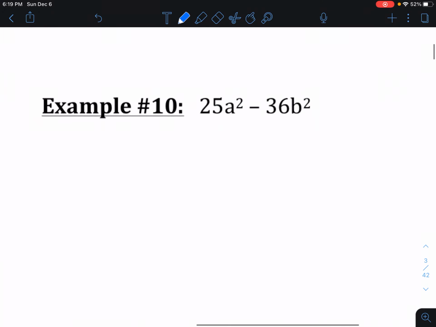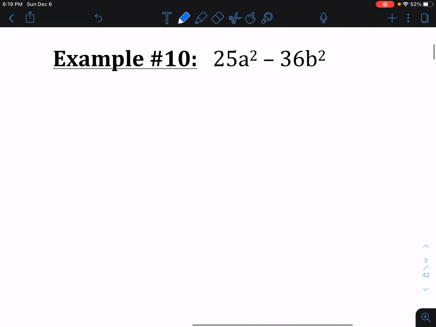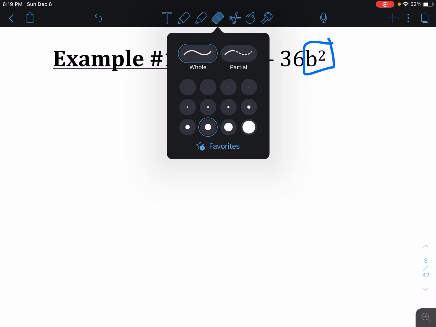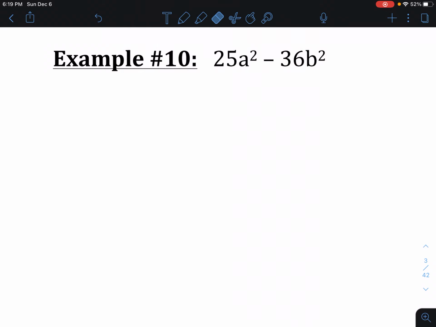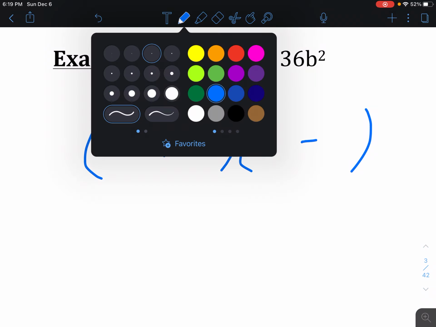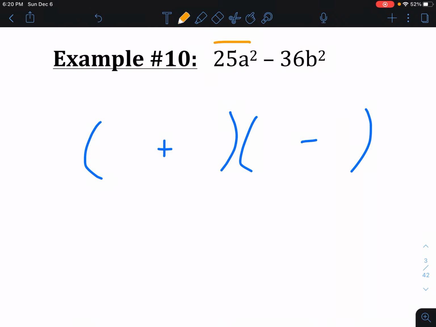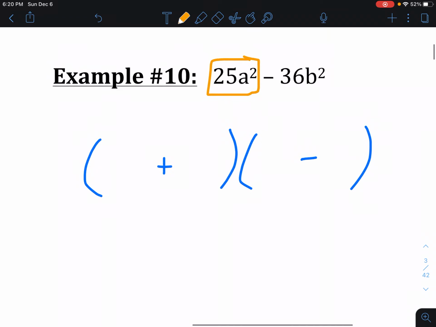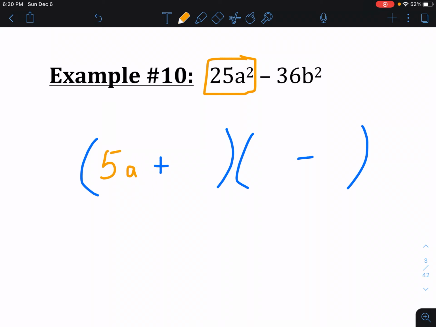Next is another difference of squares, just like example 9. Again, what's new here is this guy, but we just treat it like the a in the beginning. So bear with me here in my explanation. Let's set up our two parentheses. We know that our signs are going to be plus minus. Let me color code it for you. The 25a squared in the beginning, the square root of that would be 5a. So put 5a in both parentheses.